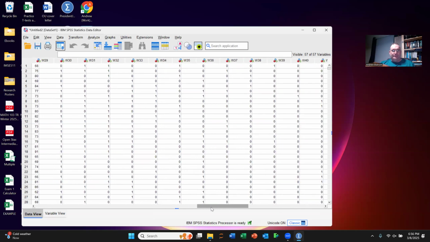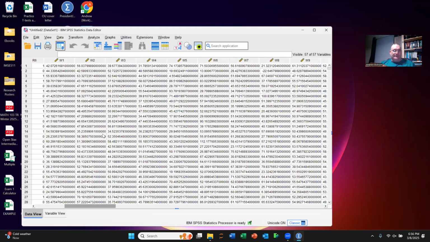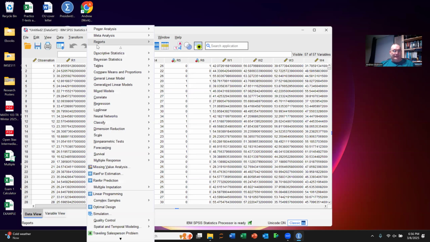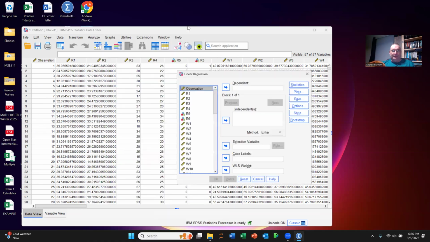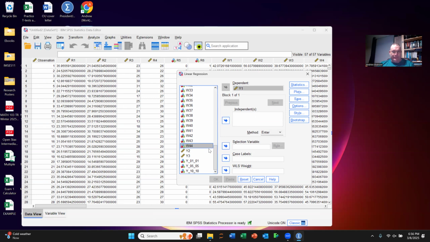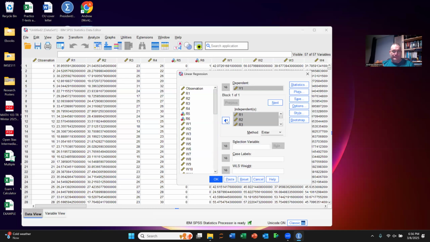So what I'm going to do is we need to do a multiple linear regression with these. So I'm going to go to Analyze, Regression, Linear. For this one, I'm going to say that my dependent variable is Y1. My independent variables are going to be W44 through R1. And just to show what happens, I'm going to leave this method here as Enter.